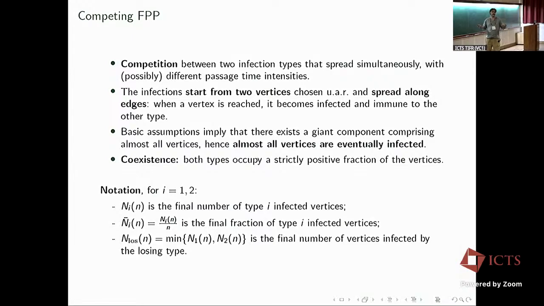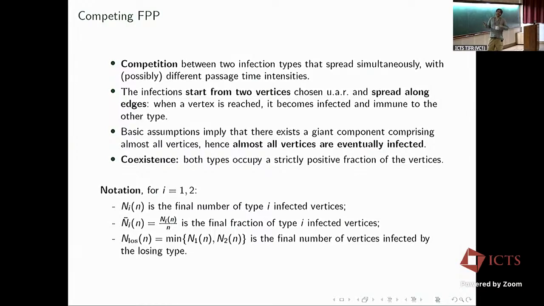It doesn't matter because there is exchangeability in this type of model. So really, whatever two vertices you pick, if they are uniformly at random, the model is well defined. And then you start spreading along the edges from these two vertices. You do nearest neighbor spreading, basically. When you reach a vertex, if it is not infected yet, then you infect the vertex, and this vertex becomes immune to the other infection. So once you color a vertex red, then it stays red all the time.